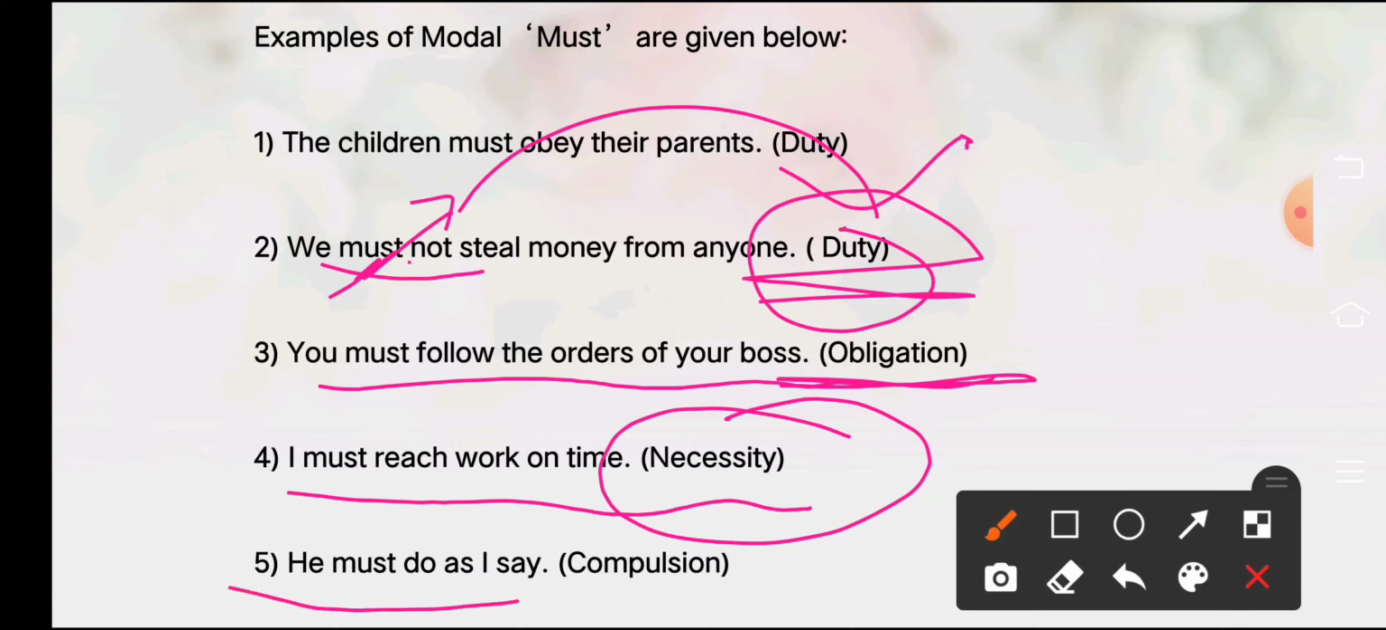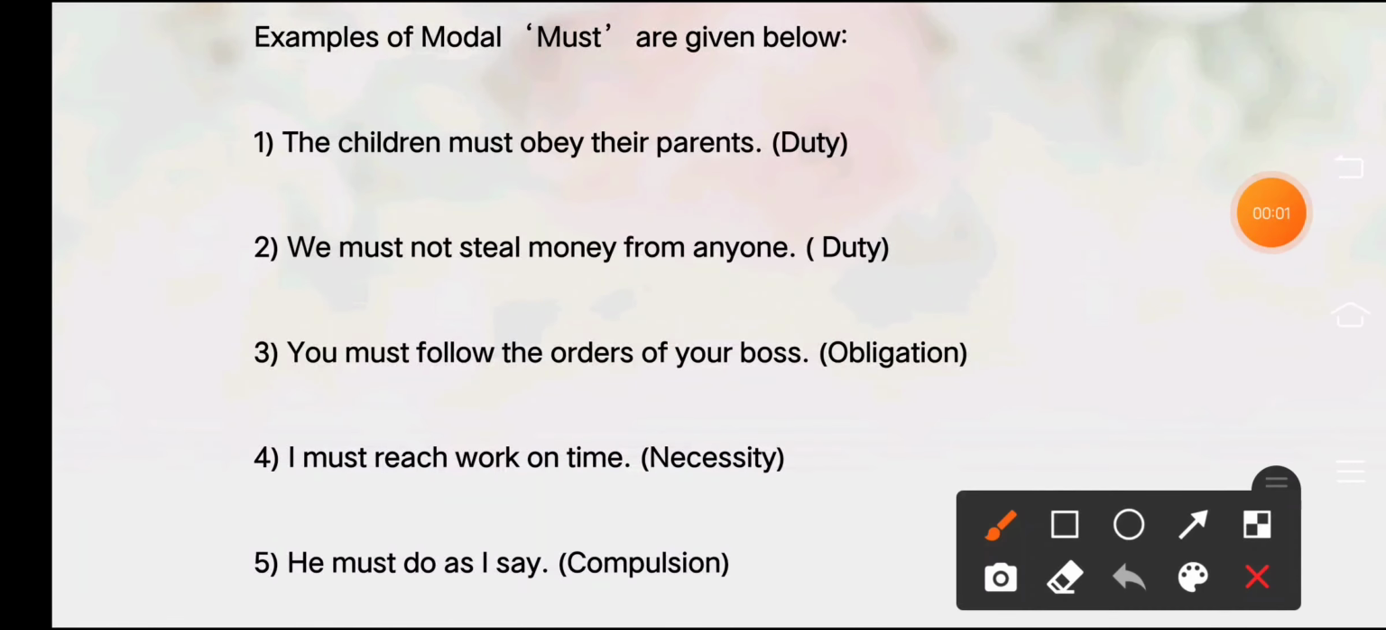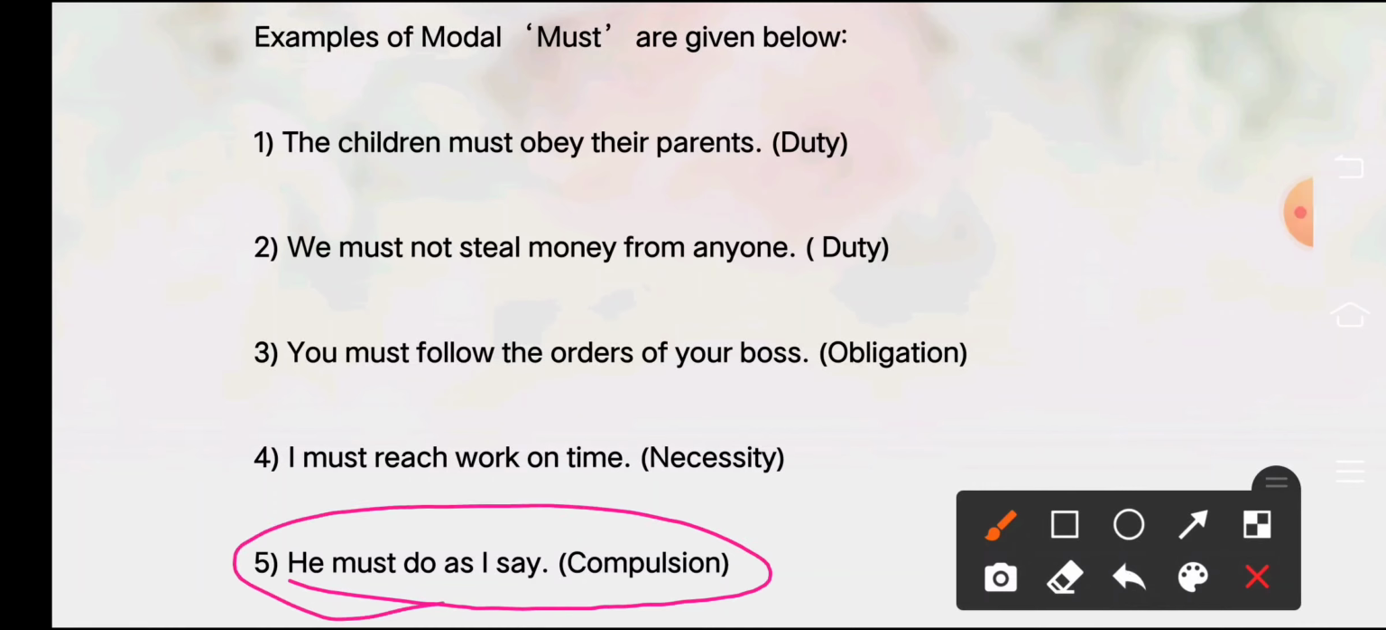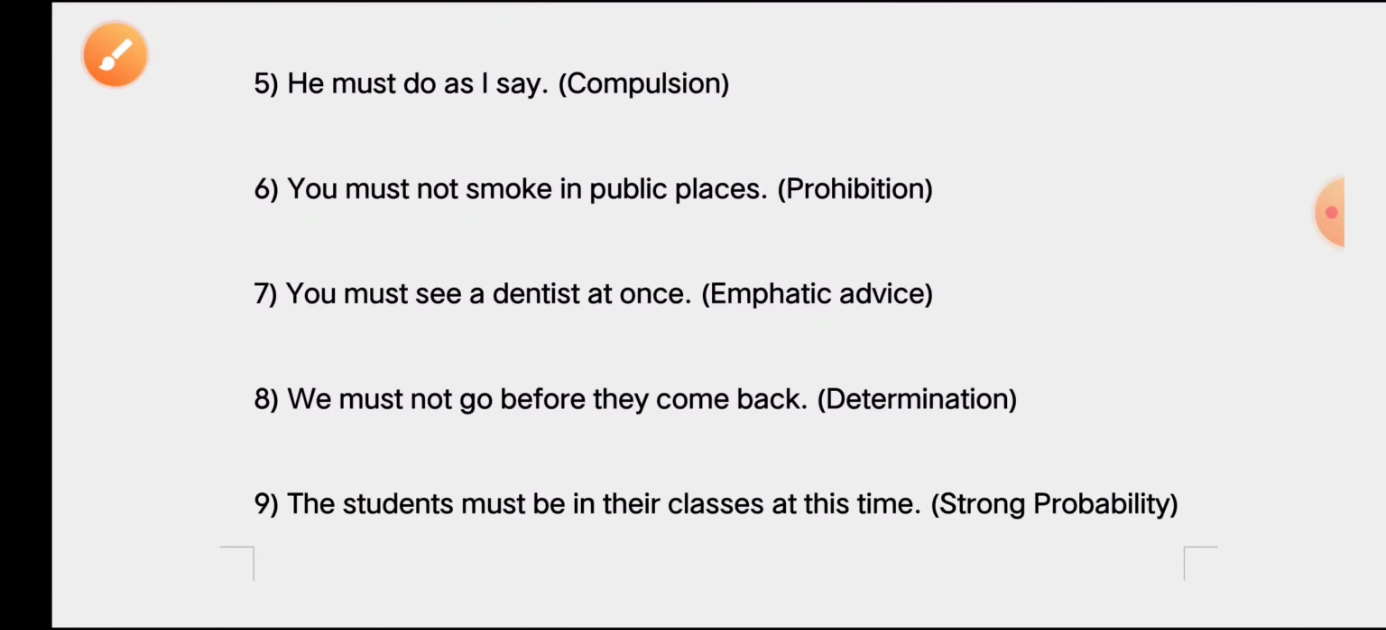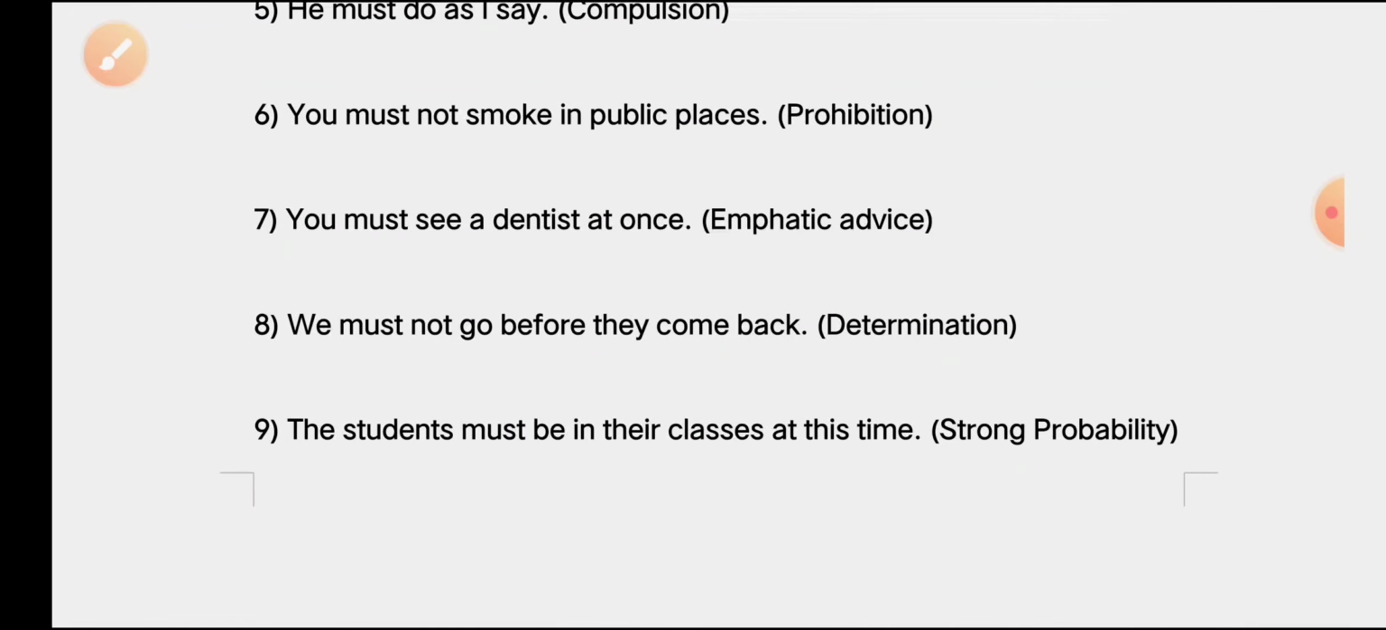So we must do as I say. This is compulsion. Next sentence is: He must do as I say. तो ये कंपल्शन ही है कि जो मैं कह रहा हूँ उसको वही करना है. Very compulsory for him, बहुत ज़रूरी है. इसके अलावा उसके पास कोई और ऑप्शन नहीं है. So he must do as I say. For showing the compulsion we have to use must once again, right? So these are some examples. Let's understand this with the help of more examples.